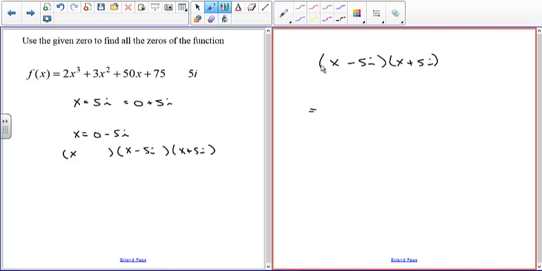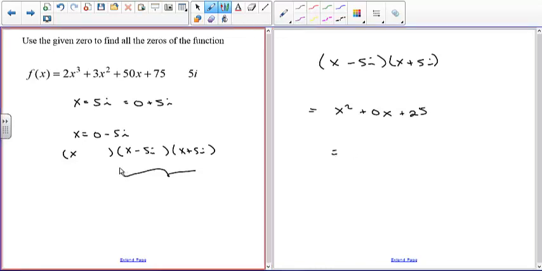I use FOIL, so I get x squared. Because it's a complex conjugate, the imaginary parts fall out, so I get 0x. And then I have negative 5 times 5, which is negative 25, times i squared, which is negative 1. So that becomes 25. So these two terms, when you multiply them out, become x squared plus 25.